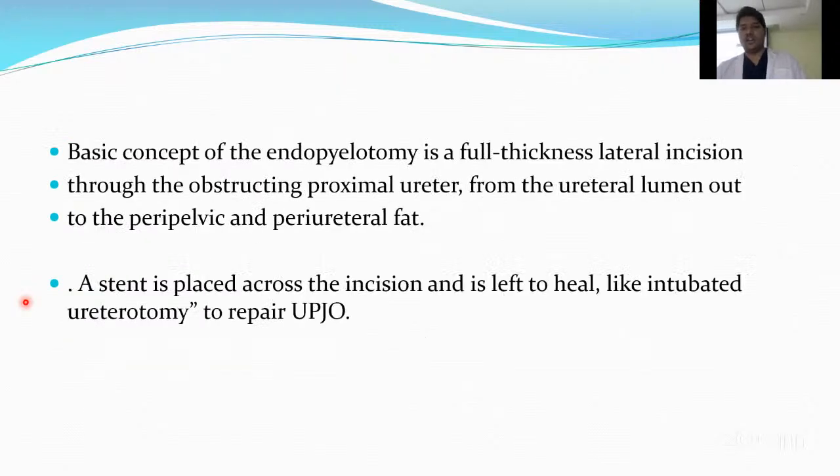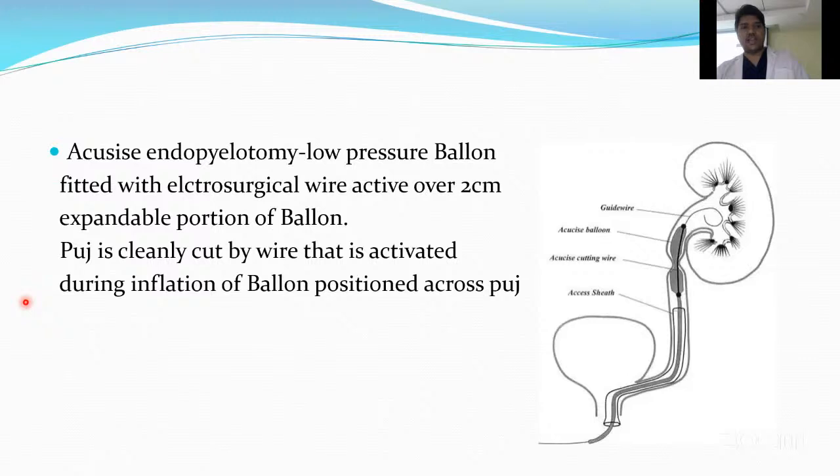The basic concept of endopyelotomy is a full thickness lateral incision through the obstructing proximal ureter, from the ureteral lumen out to the peripelvic and periureteral fat. A stent is placed across the incision to heal like an intubated ureterotomy to repair the PUJ. For cutting, we use either a sharp cold knife, laser, or in newer techniques, Acucise endopyelotomy.